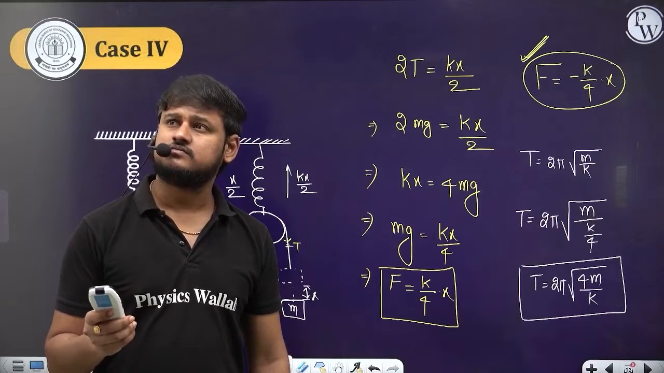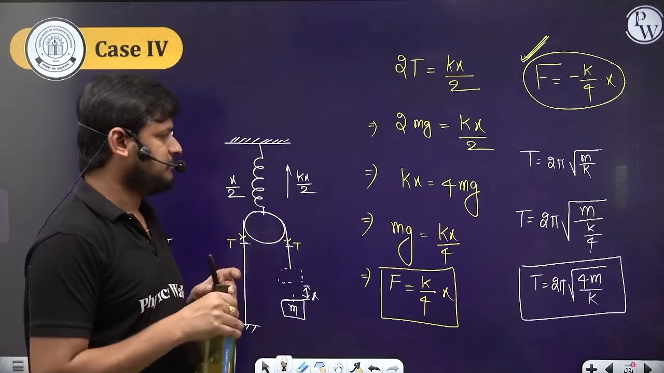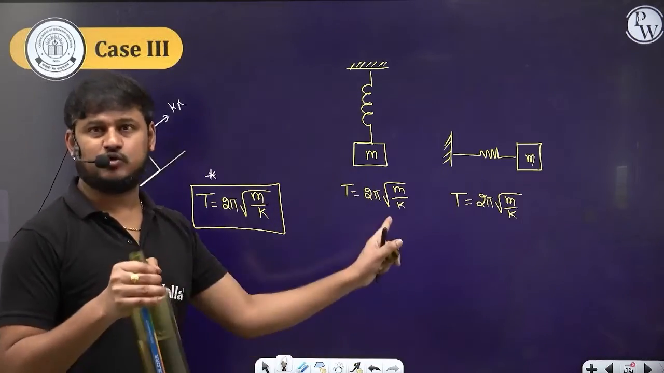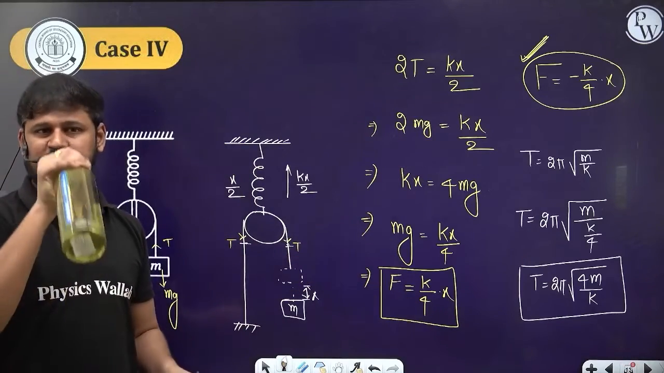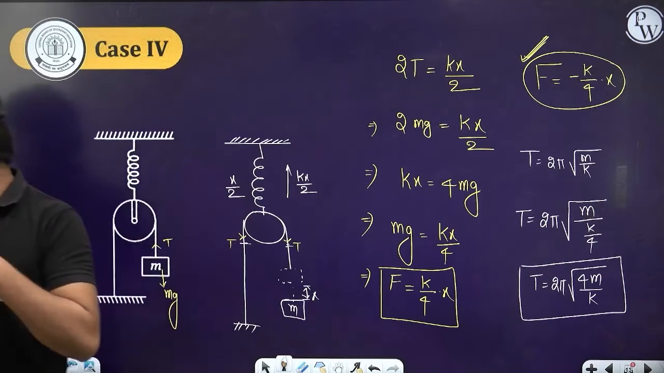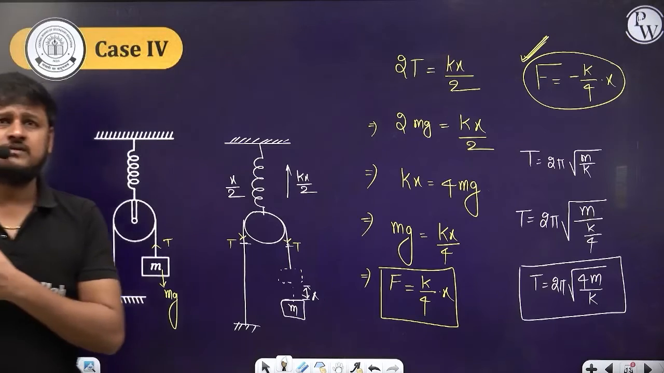Clear? Okay, so note this down once. In the first three cases it is going to be 2 pi into root over m by k only. But in the special case, the fourth one, you can directly remember 2 pi into root over 4m by k. Done? Okay.